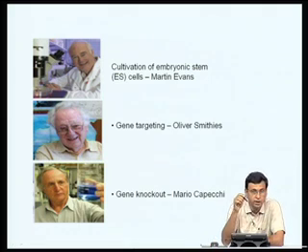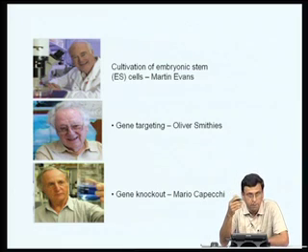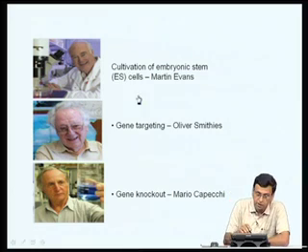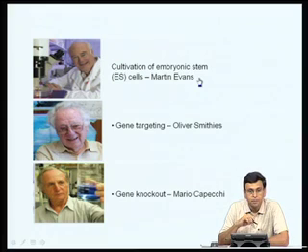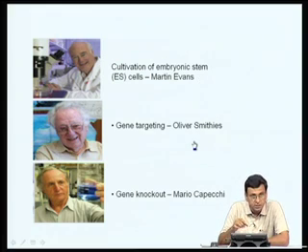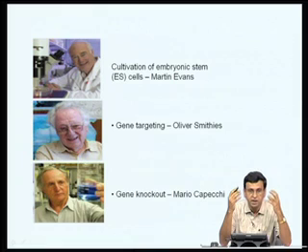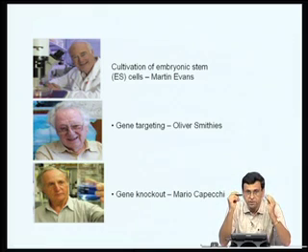Martin Evans actually spent a lot of time, published a number of papers, and standardized the technology for the cultivation of embryonic stem cells. And Oliver Smithies was the first to use these embryonic stem cells and develop techniques for targeting a transgene to a specific region in the ES cells. He could demonstrate that it is possible to target a transgene to a specific locus.